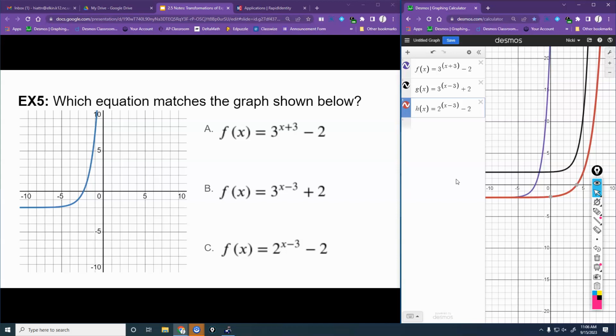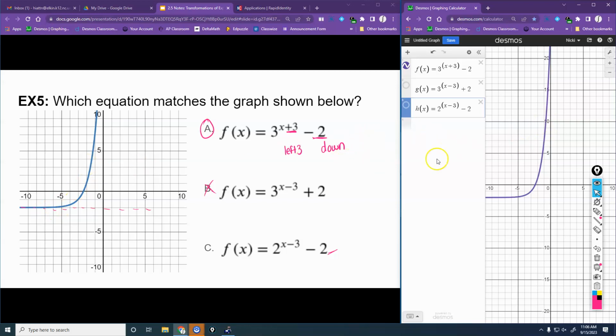Okay, which one do you guys think? A? Okay. A, right here, has been moved. How's it been moved? That plus 3 makes it go left 3, and that minus 2 makes it go down 2. I can definitely see it looks like it has a horizontal asymptote at -2, so that's good. C also does, so it's an option. B would be out. If I look at the graphs one at a time over here, option A definitely looks like the best choice.